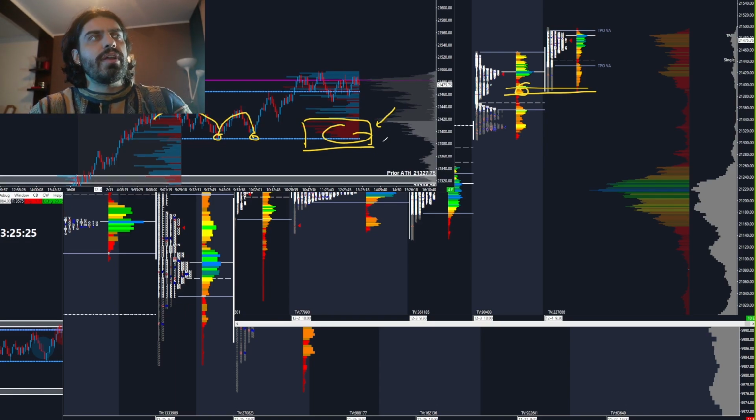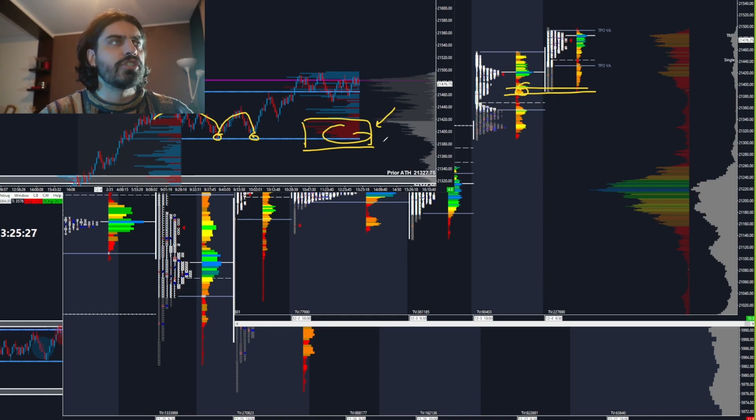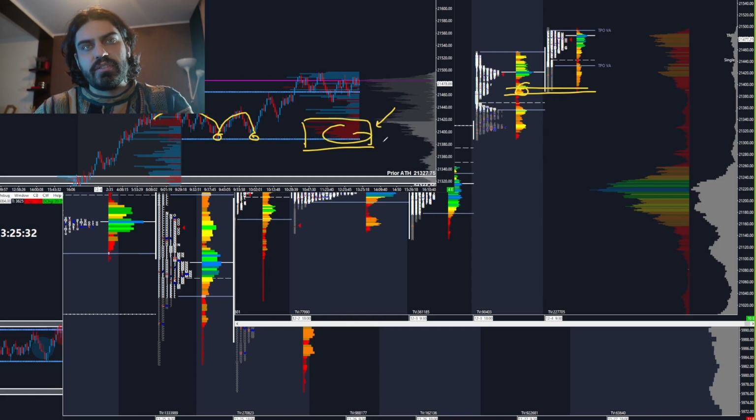So a quicker little breakdown and understanding of these volume profile shapes. And I think you guys can take this information, apply it to your volume profile analysis, and see how things look very attractive and shape up.